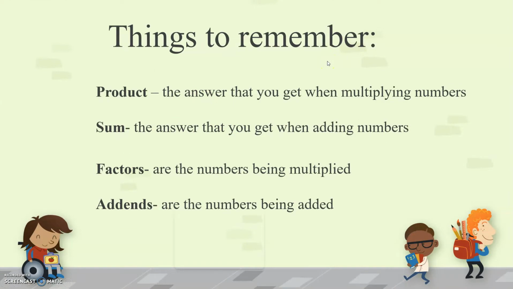So this is just a review. This is supposed to be basic knowledge for you now kasi second quarter tinapik itong mga words na to. Okay, so let's go back. When we say product, this is the answer that you get when multiplying numbers. So let's say nag-multiply ka 2 times 2 equals 4. Yung 4 ang tinatawag nating product.